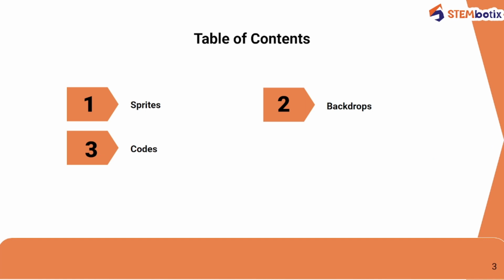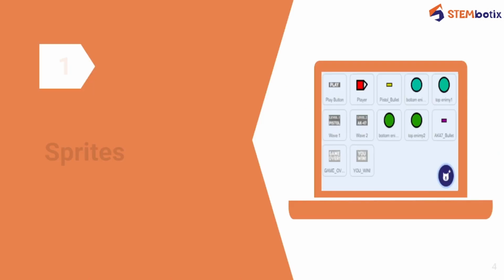This tutorial is divided into three different parts. In the first, we will see the different sprites. After that, we will see different backdrops which we are going to need to create this game. And in the third section, we will see the coding. So what are the codes for this game?